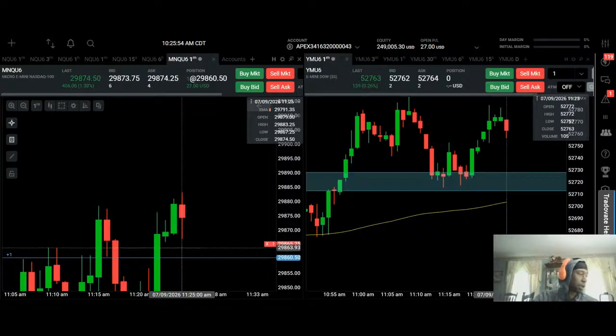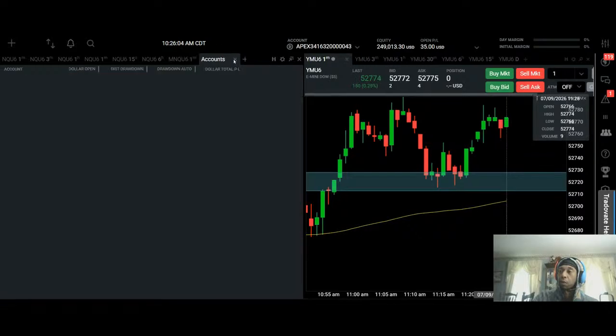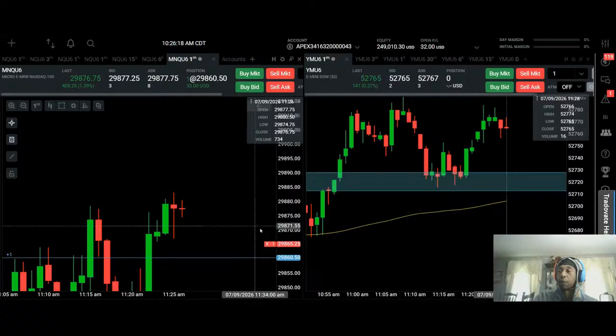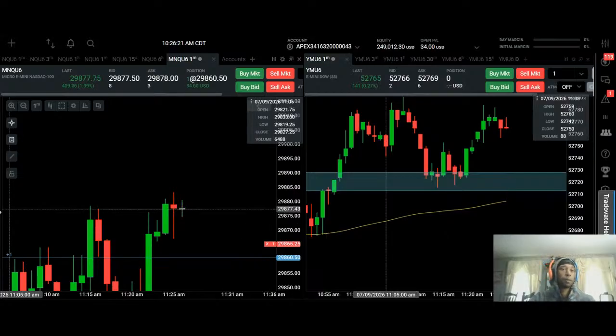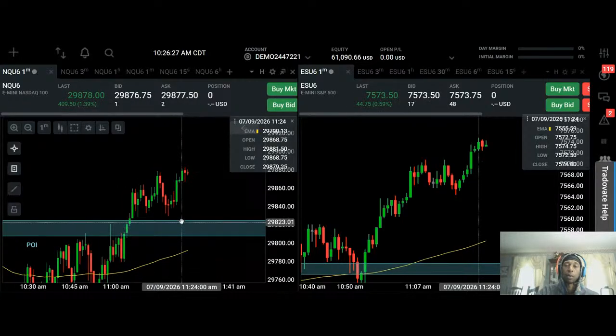Like I said, I wouldn't be surprised if they come back and tap that box. Either way, this was a good trade. I mean, I didn't lose anything on it, and I trailed it out. So we're up 1,000 on the day. But yeah, if it comes back down and gives me that gray box right there, I will take that entry immediately.